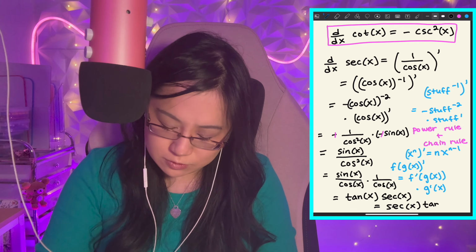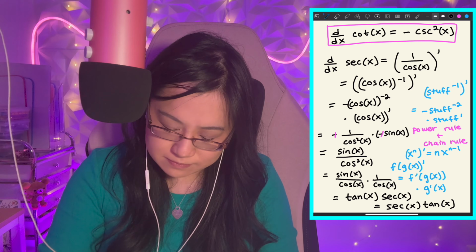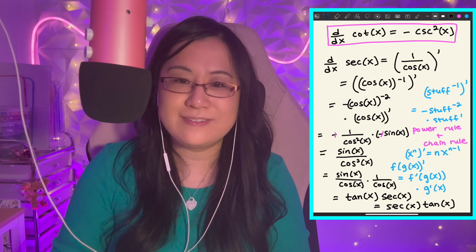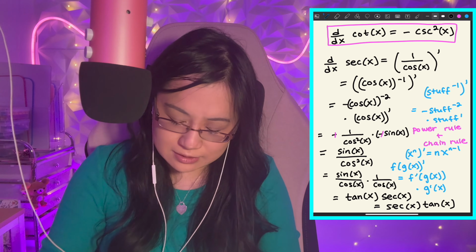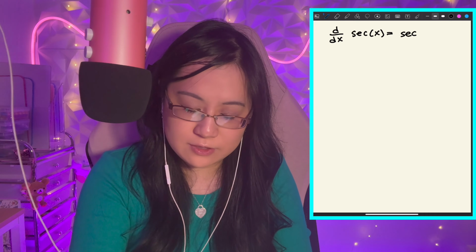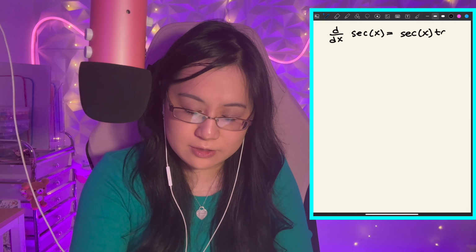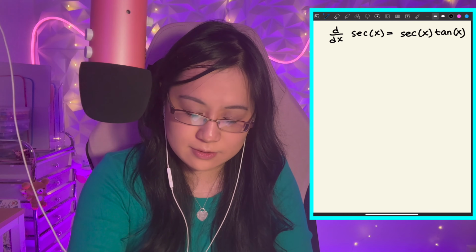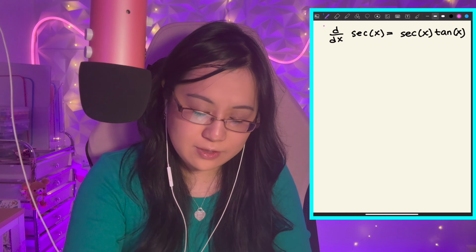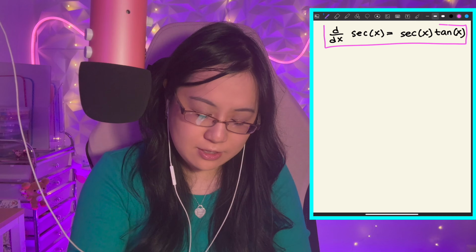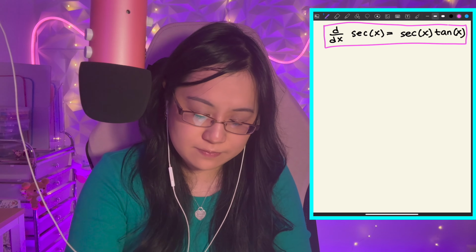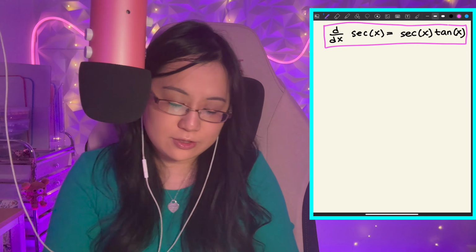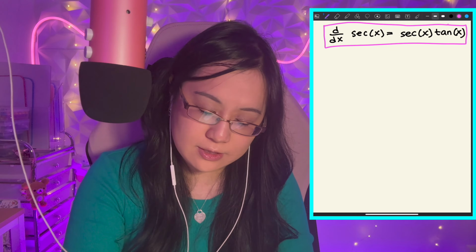Actually, I'm not sure about usually, but it doesn't matter. I've seen it both ways, but it's secant tangent. I like it the second way just because we're taking the derivative of secant, so the derivative is just that same function times tangent, like so. You just add on a tangent there. Okay, so the derivative of secant is secant tangent.